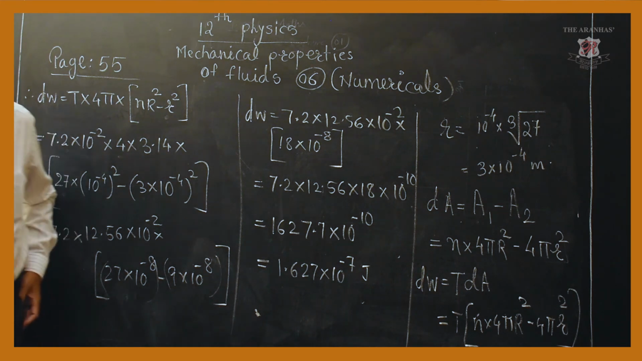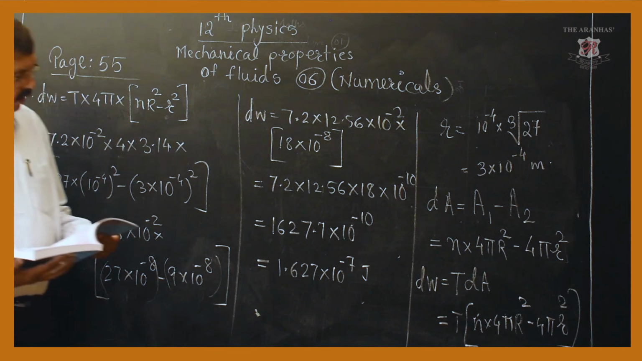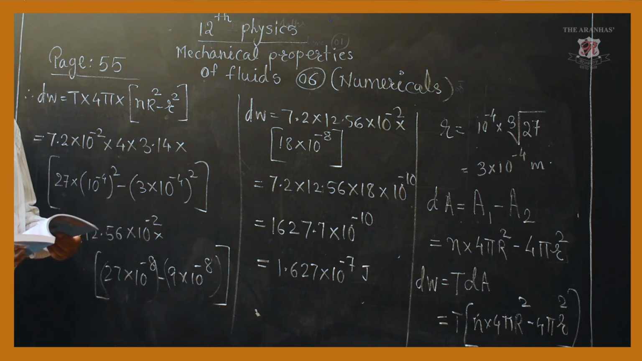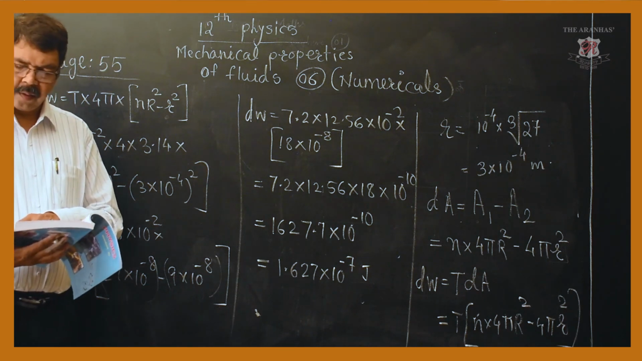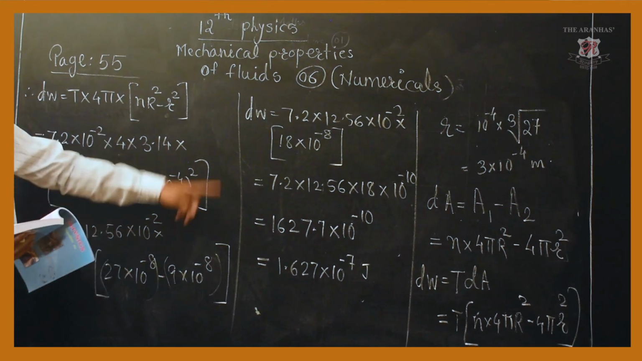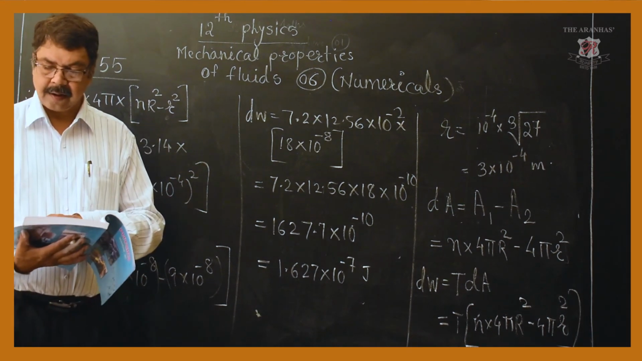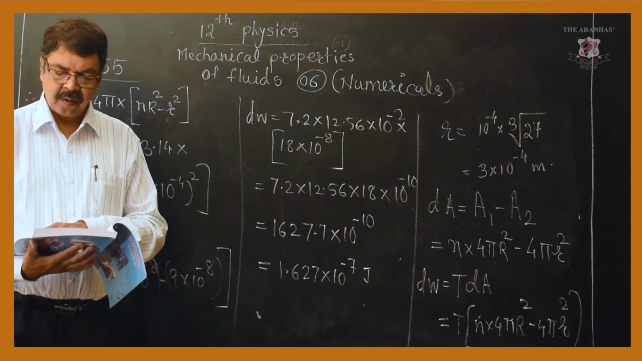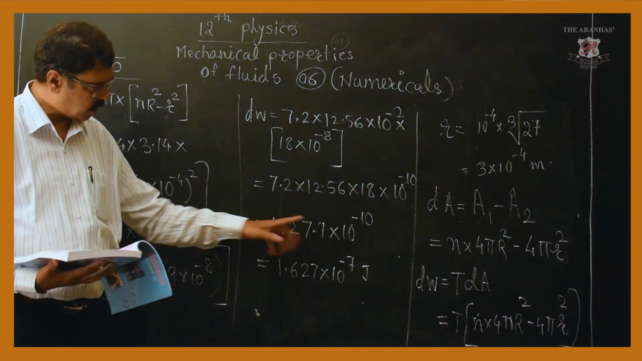Let me check whether the answer in the exam textbook is correct or not. Page number 55. 1.628 into 10 raised to minus 3 joule. Now they have made a mistake somewhere in the calculation. Our answer is correct. Adjust the power of 10. 1.628. So if this 7 is merged, that you get.